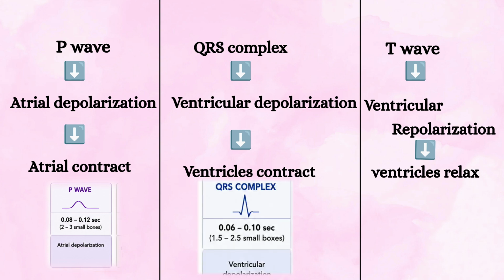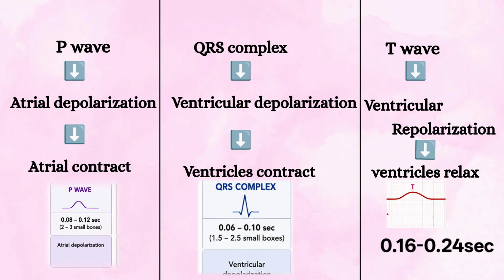The QRS complex on an ECG indicates ventricular depolarization, the electrical activity that causes the ventricles, which means the lower chambers of the heart, to contract and pump blood. Right ventricle, which pumps deoxygenated blood to the lungs through the pulmonary artery. Left ventricle, which pumps oxygenated blood to the entire body through the aorta.